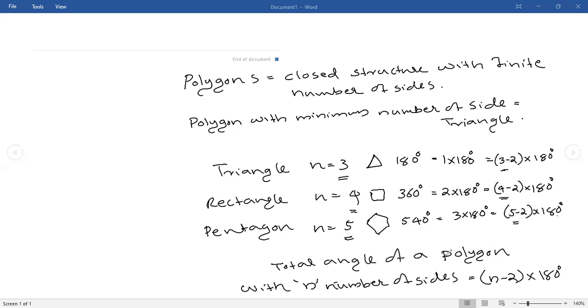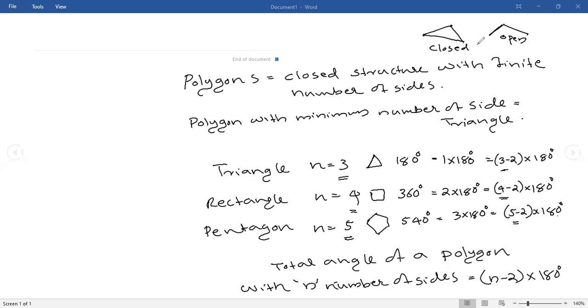Sir, I did not understand the first two statements. The first two statements? Sir, polygon is a closed structure. This is a line, this is another line, this is another line. Now it is closed, right? And this one is open, right? This is open and this is closed.